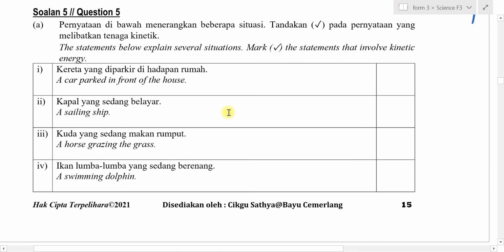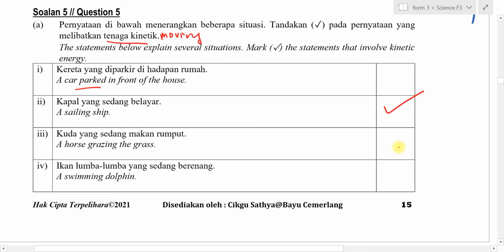The statements below explain several situations. Tick the statements that involve kinetic energy. Tanusha? 2 and 4. A car parked in front of the house? Definitely no. It's already parked. Okay, kinetic energy is something moving. Okay, moving. So number 2, yes.